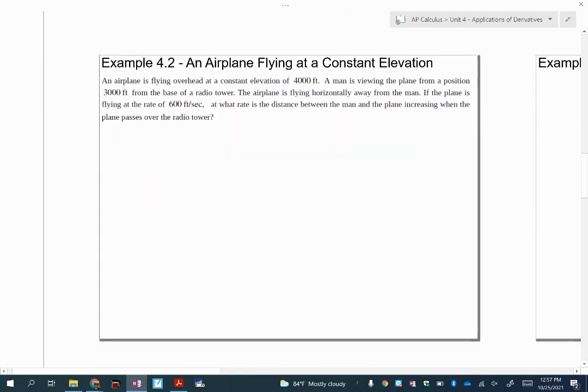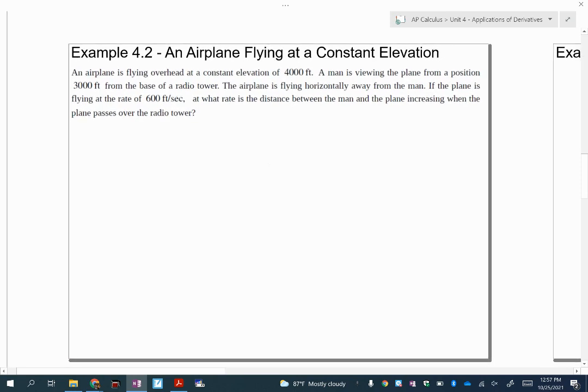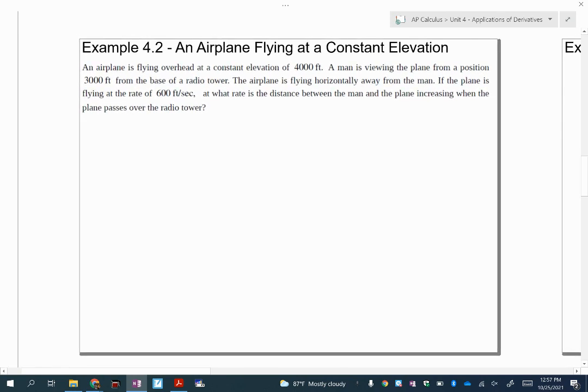So we have an airplane. It's flying overhead at a constant elevation of 4,000 feet. There's a man viewing the plane from a position 3,000 feet from the base of a radio tower. The airplane is flying horizontally away from the man. If the plane is flying at a rate of 600 feet per second, at what rate is the distance between the man and the plane increasing when the plane passes over the radio tower?